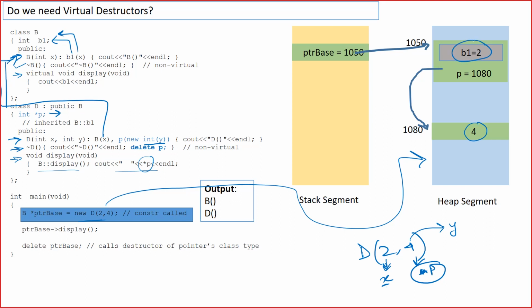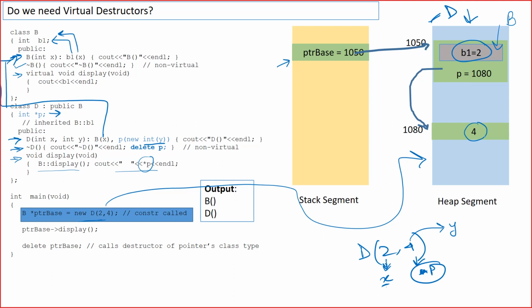Okay, so are you getting the memory mapping? Is it clear? So pointer base is a base type pointer, which is pointing to this object. This is object D that is created in the heap segment. These are the parts. First B1, that is the inherited part from B, so this is inherited from B, and there is a pointer P which is pointing to y, which stores 4.